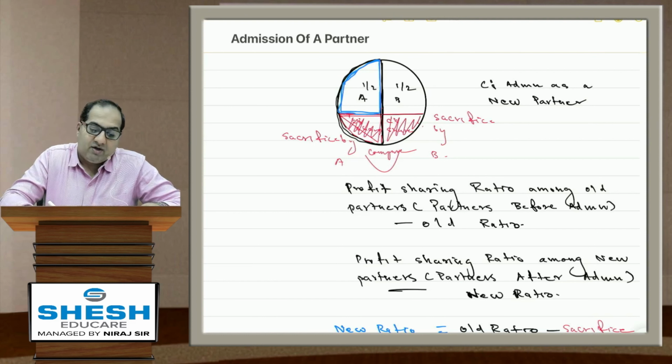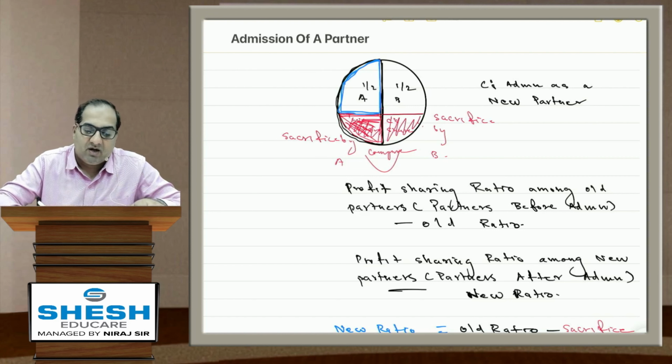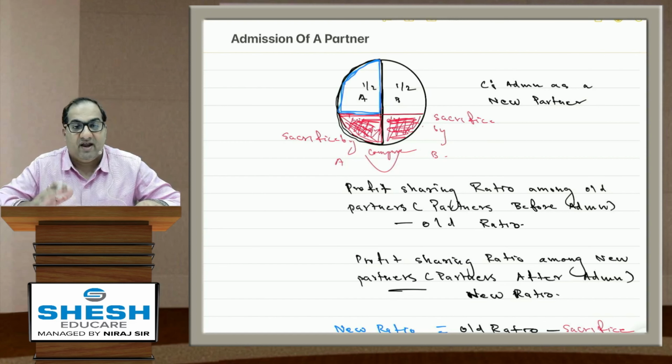To make you understand this red portion, I don't have to compulsorily compare it with B. That's why this red portion is known as sacrifice. Similarly, to make you understand this red portion, I don't have to compulsorily compare it with that of A. So that is sacrificed by B, not sacrificing ratio.